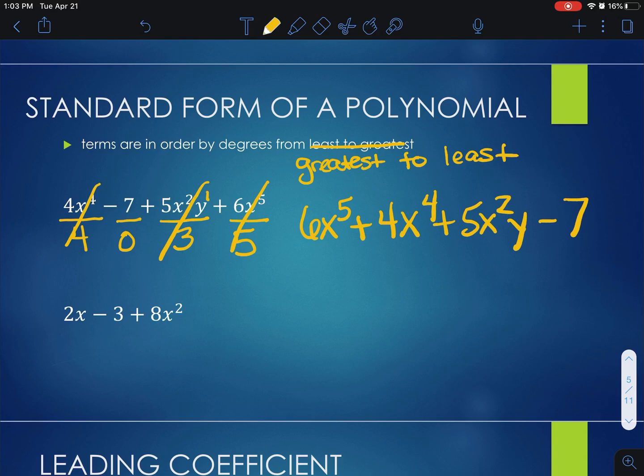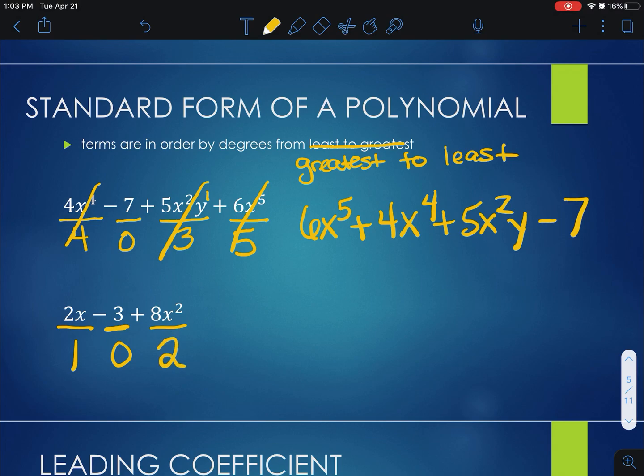All right, on the second example, look at the first term. The degree would be 1 because there's not an exponent with the x, so we know it's a 1. The second term is a -3. Remember, if it's a constant, the degree is 0. And then in the third term, we just have 8x squared, so the degree is 2.